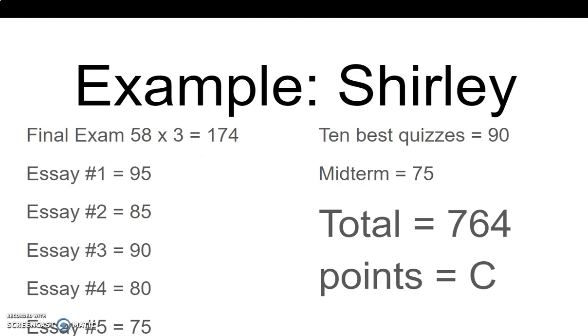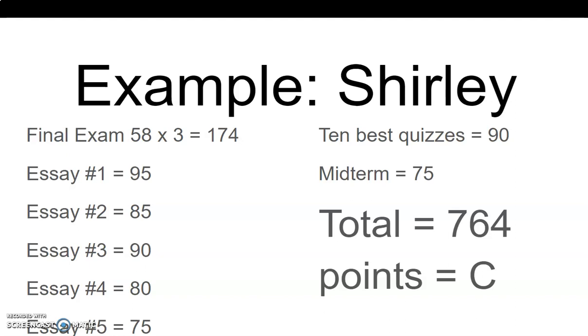Here's another example. This is Shirley. Now, Shirley did very poorly on her final exam. She only got a 58. Well, in most classes, that would be an F right there. But this is multiple options grading, and Shirley can reduce the impact of that final exam by counting other things instead. So we're only going to count her final exam for 30% of her semester grade.